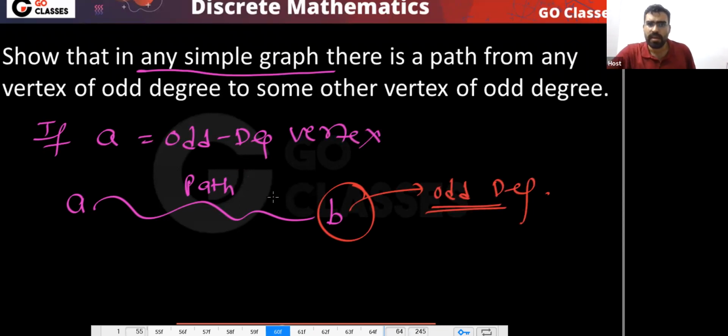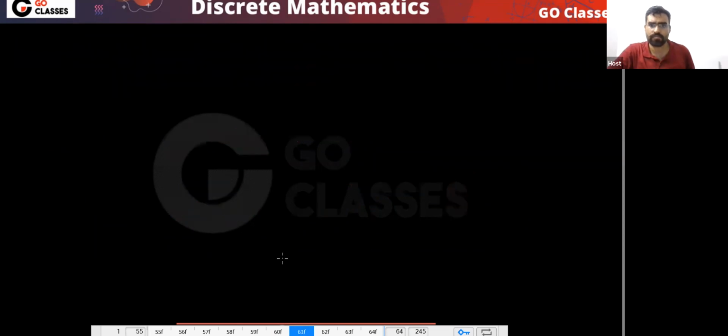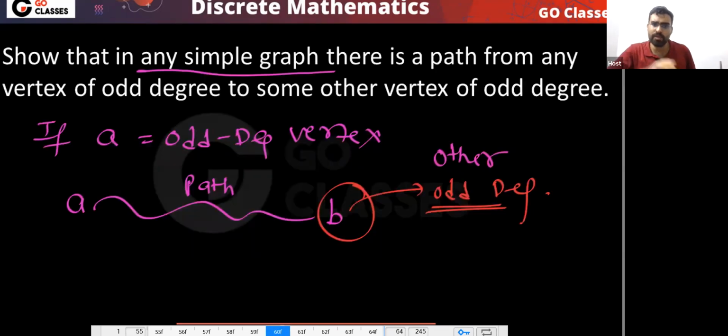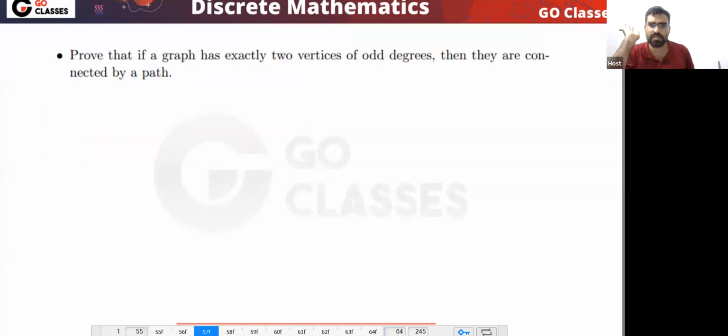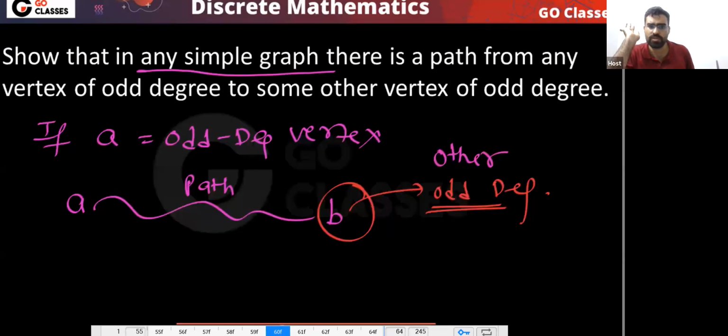Is this clear? In any simple graph, if you are an odd degree vertex, then definitely you have a path to some other odd degree vertex, because it is not possible that you are the only odd degree vertex in a component. Agree? So definitely you must have a path to some other odd degree vertex. The same question they can ask in different ways.